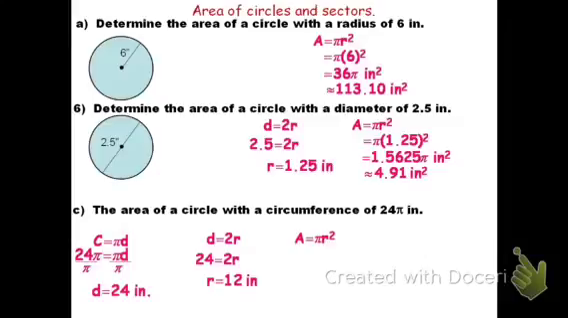Now, it might have been simpler to say that the circumference was 2 pi r, in which case I could have divided by 2 pi, and I would have gone straight to the radius is 12 inches. Either way, we still get the same answer.